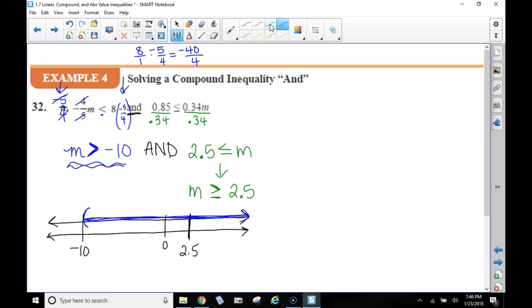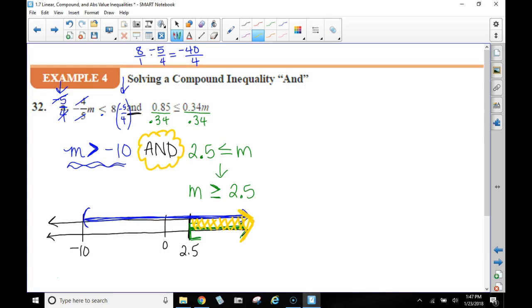All right, for the green inequalities graph, m values are greater than or equal to 2.5. There's the values that are greater than 2.5. Because it said or equal to, I'm putting a bracket there at 2.5. Okay? Now, taking into account the fact that this was a compound inequality with the word and in there, that means that for it to be in my final solution set, it has to be in both of these graphs. Now that is only values of m that are greater than 2.5 and on.